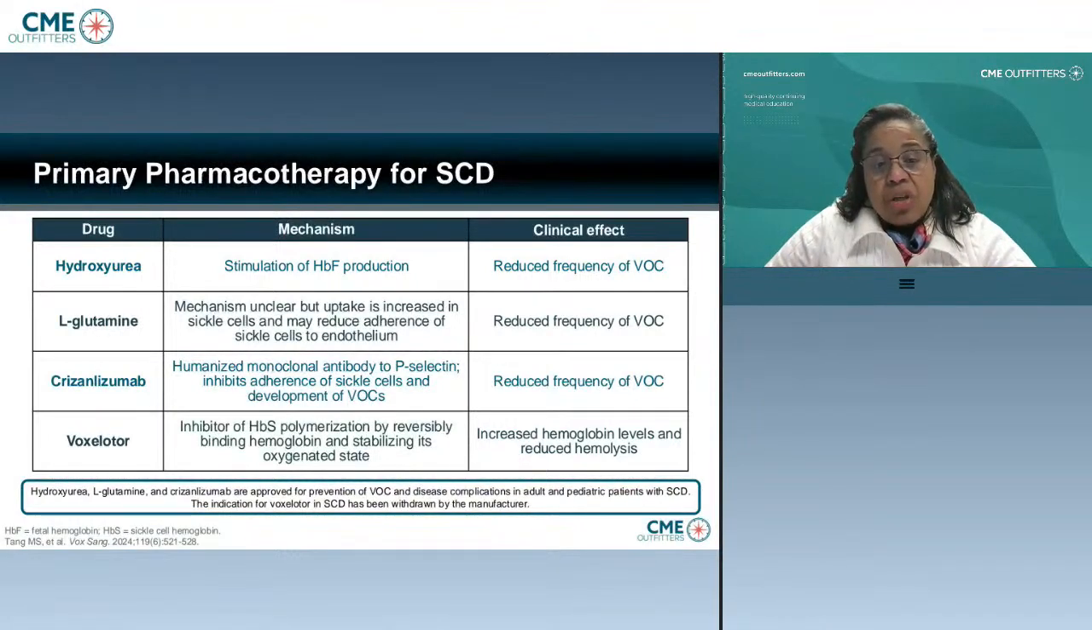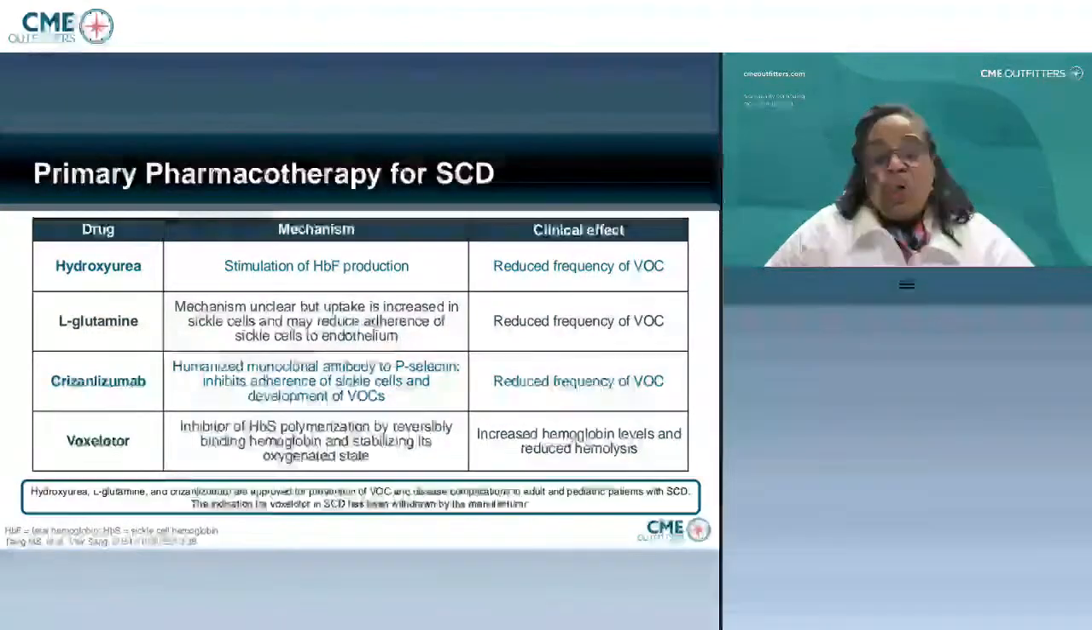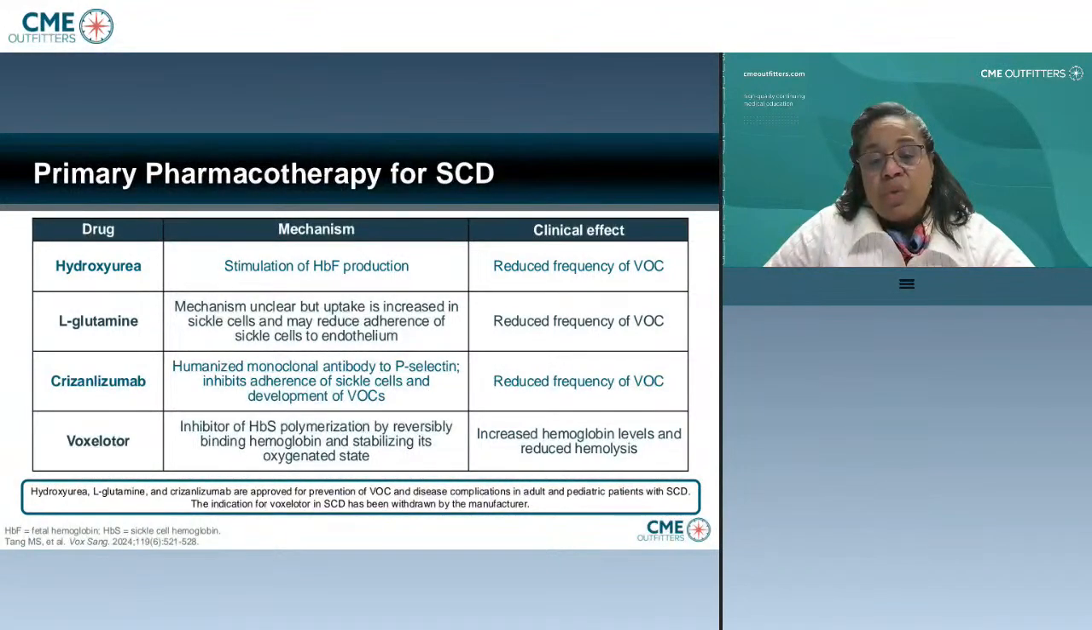The last 2 drugs were both approved in 2019, a little bit before COVID. So the implementation of the use of these drugs was slow in the first years, in 2021-22.